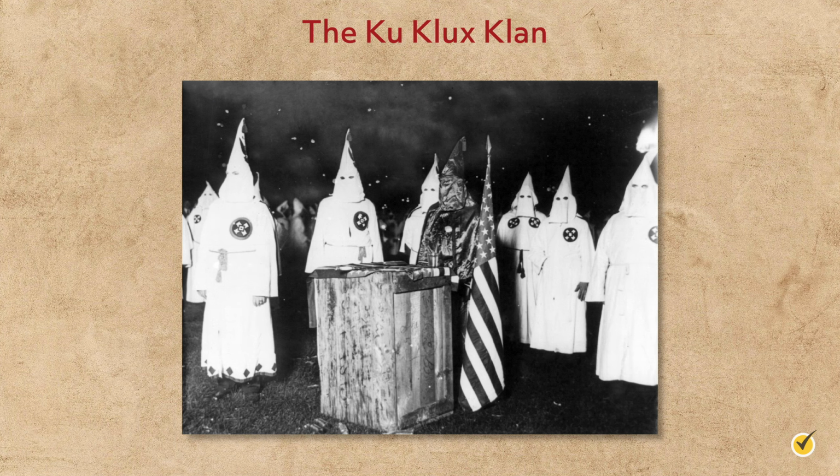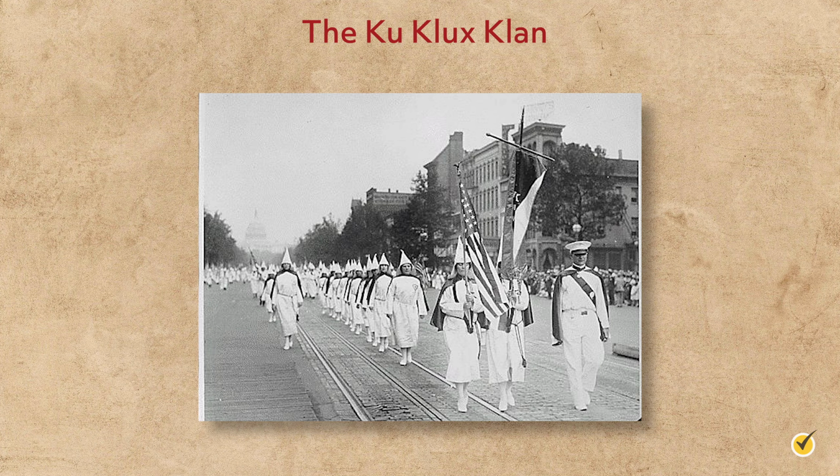Membership of the Ku Klux Klan exploded in the early half of the 1920s, from a handful during the group's 1915 revival to up to 4 million by 1925. 30,000 Klansmen marched down Pennsylvania Avenue during the 1924 Democratic Convention in Washington.